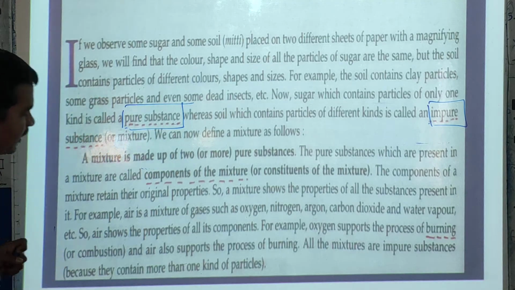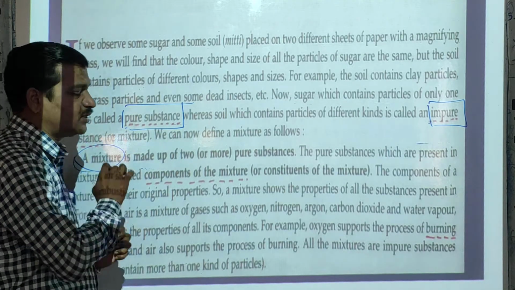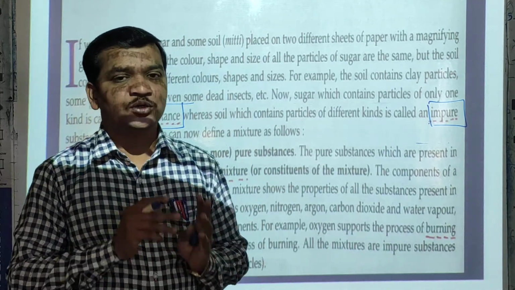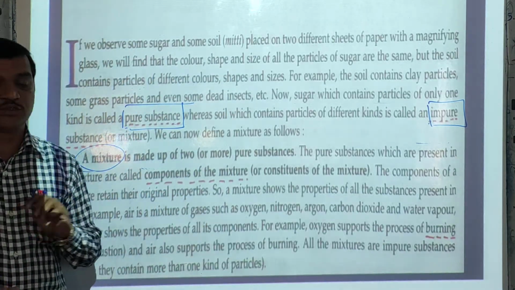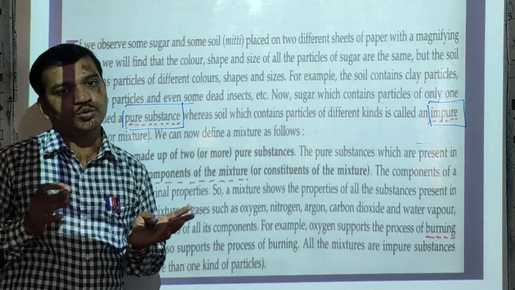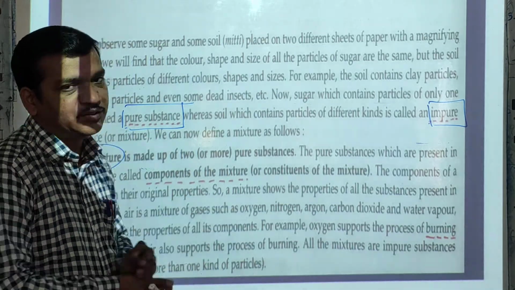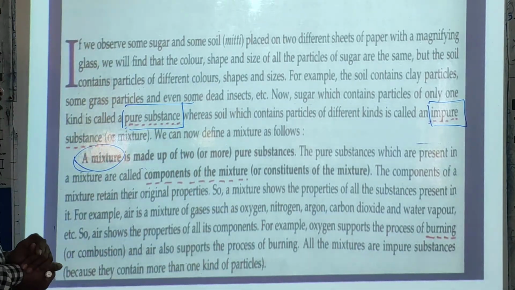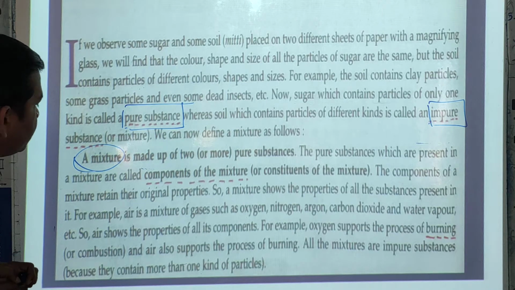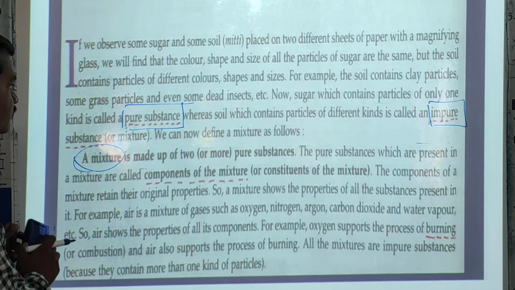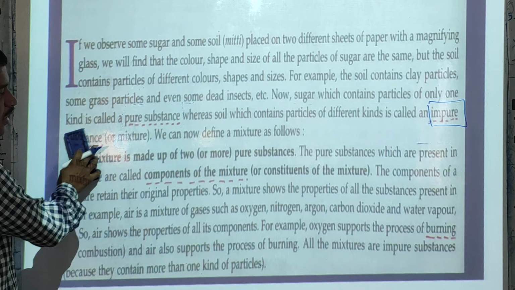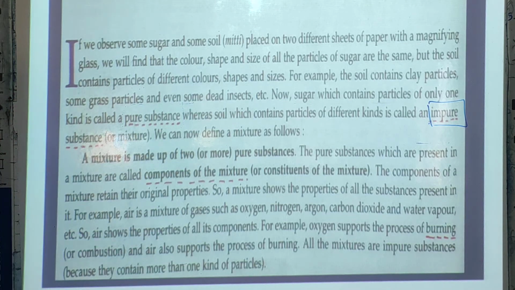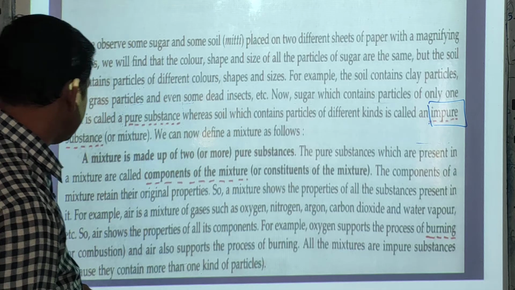Okay students, now next, mixture. What is a mixture? A mixture is made up of two substances. It may be two pure substances or two impure substances. That is called a mixture. Pure substances are also present in the mixture.